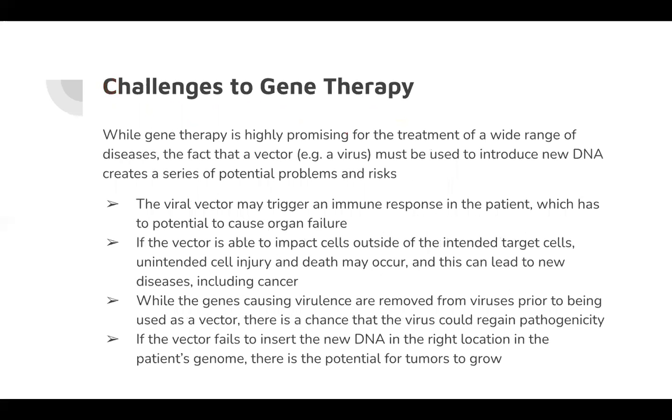There are also a lot of challenges to gene therapy because of the use of a viral vector being used to introduce new DNA. The viral vector may trigger a severe immune response, which can lead to organ failure or death. The vector may impact cells outside of the intended target, which could cause cell death and injury and lead to new diseases such as cancer. And while genes that cause virulence in viruses are removed prior to being used as a vector, there is always a chance that the virus could regain the ability to cause disease. If the vector fails to insert the new DNA in the right location, this can also cause cancer in the patient. So going forward, gene therapies need to be developed with increasingly reliable methods of introducing the new DNA and new ways to eliminate the severity of side effects. And right now there's a slight controversy regarding the use of germline gene therapies, and it's currently banned in the USA.